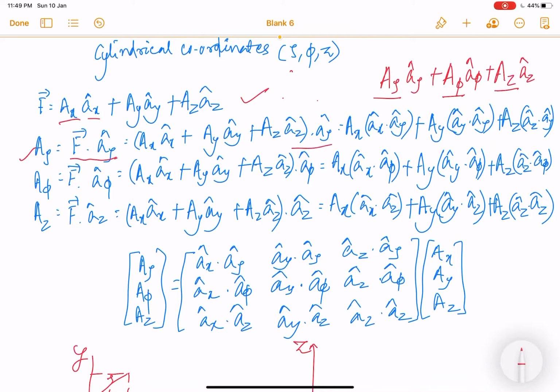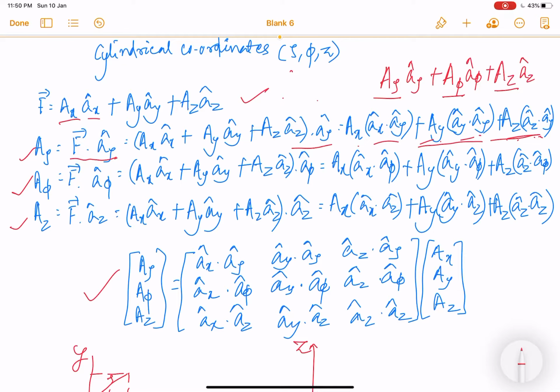I have already solved it, and I had told you all to find it out like this. I'm sure most of you must have done it. This is how I have written it: Ax dot a rho, Ay dot a rho, Az dot a rho. It's the same with a phi and with a z as well. If I write it in matrix format, this is what I'll get.